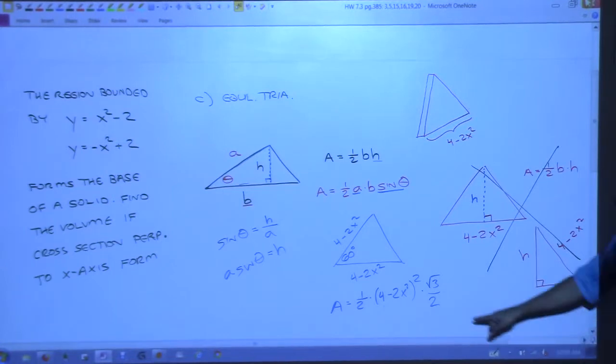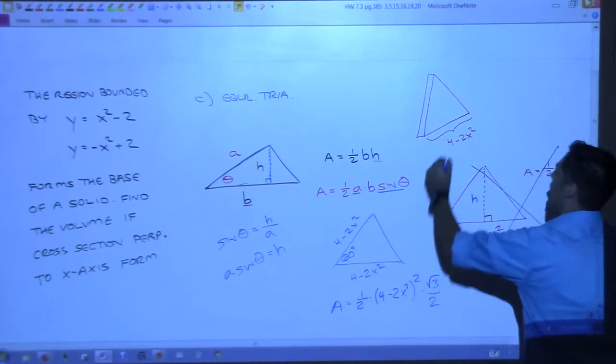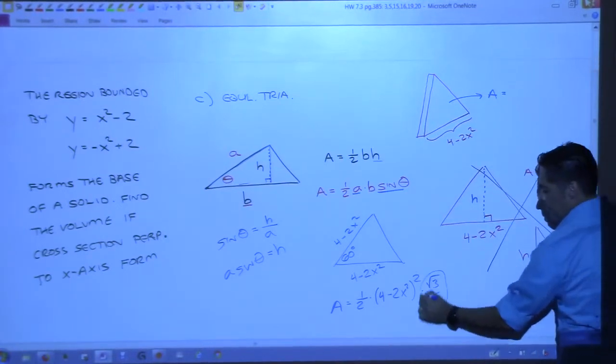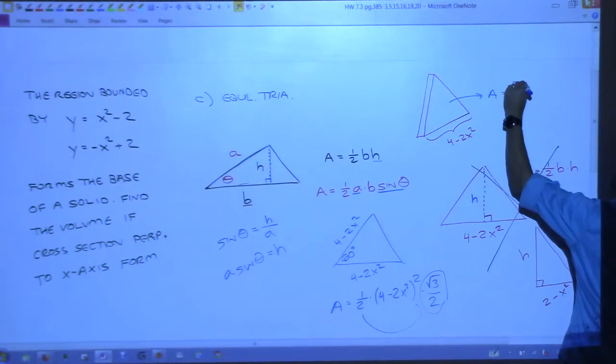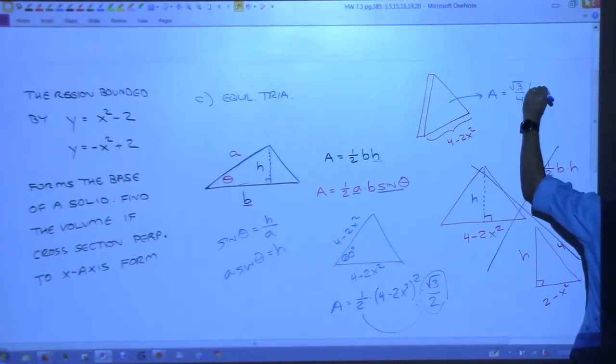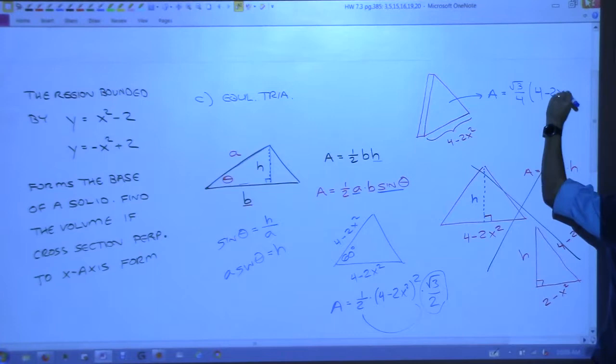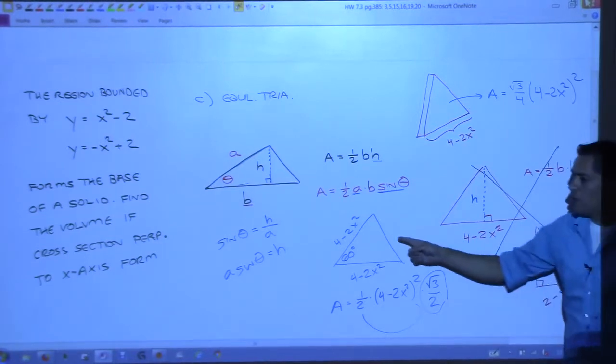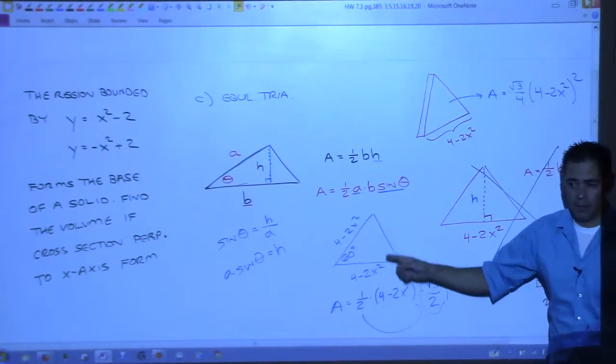So let's see, what is the area of this? We're almost done with this part. I'll put it right here. The area of that is, yeah, put those together. So root 3 over 4, and then 4 minus 2x squared, squared. So the volume would be what? The volume would be this times the dx, right? So I think it's integral time. Now this formula only worked because it was equilateral, right? Okay.